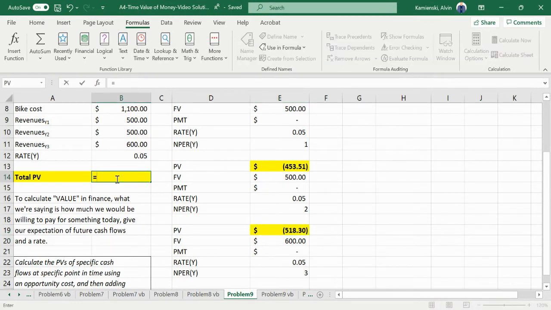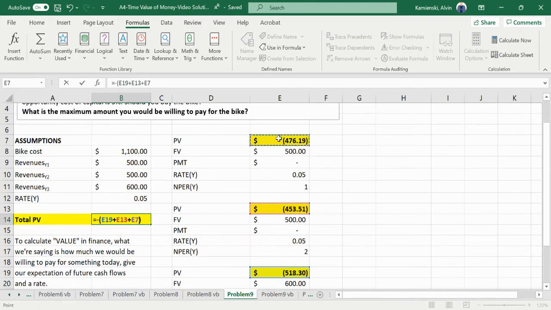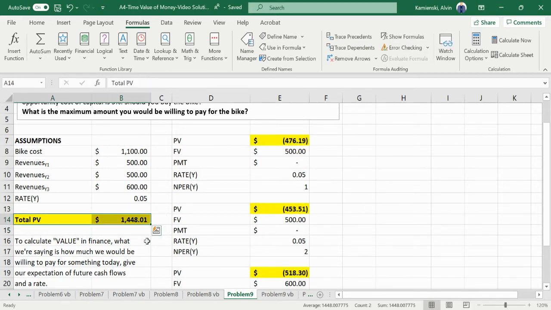If I add those up, but then switch the sign on it so that it presents itself a little more normally, what I would see is that the total present value of all of those investments is positive. You can see if I highlight them all, it's actually a negative, but I switched the sign so that I can say the total present value of the investment is $1,448, which compares favorably to the $1,100 initial investment you'd have to make.